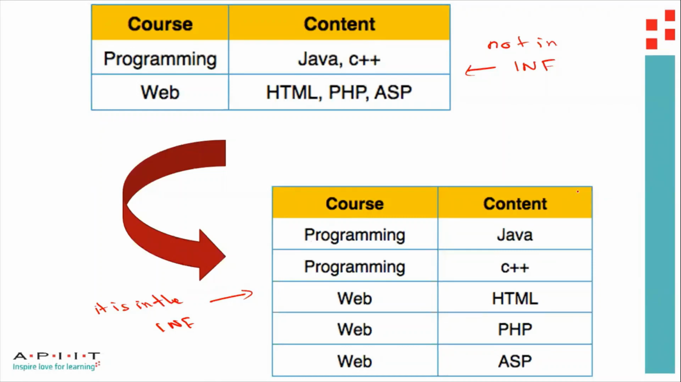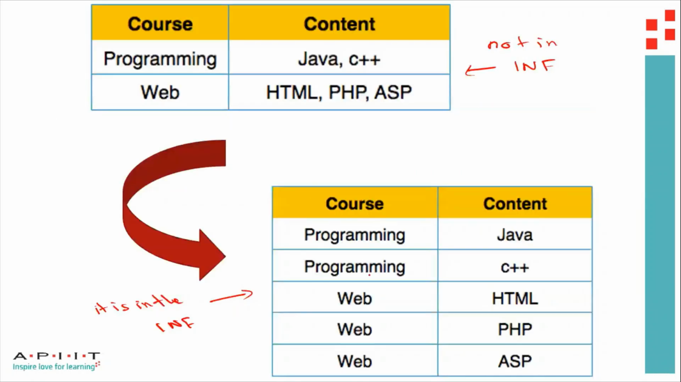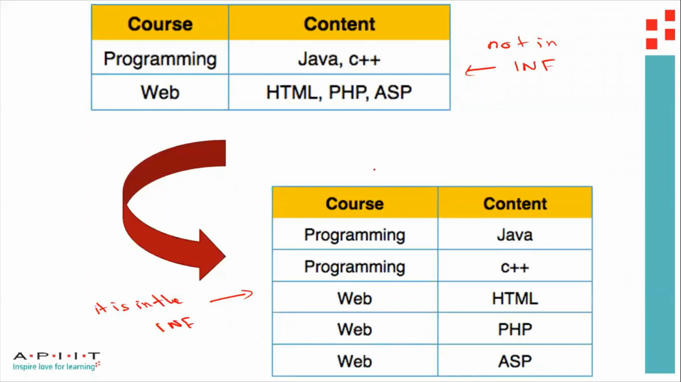But here we have heavy data duplication. So data redundancy increases further, as there will be many columns with the same data in multiple rows. See, same data, programming, web, same data. But each row as a whole will be unique. Okay. So then what are the characteristics of a first normal form?